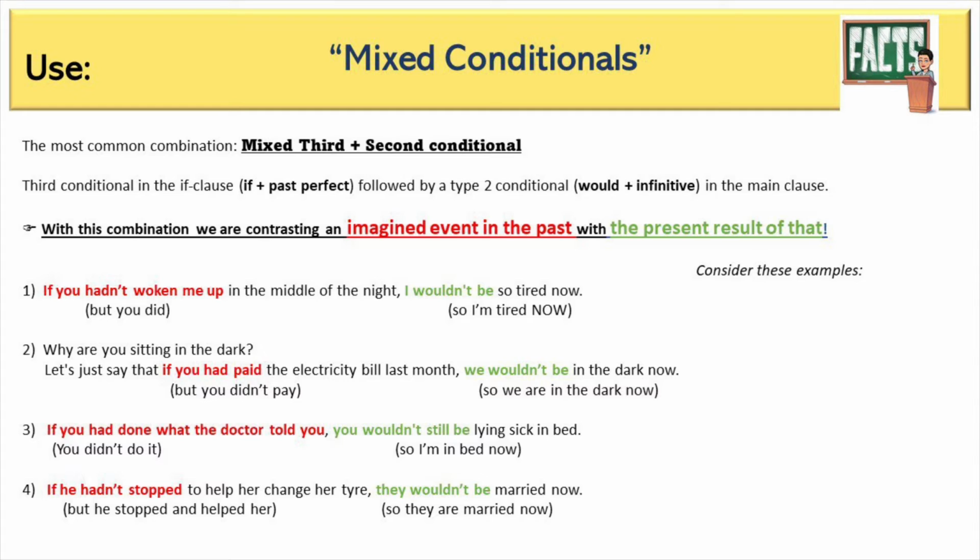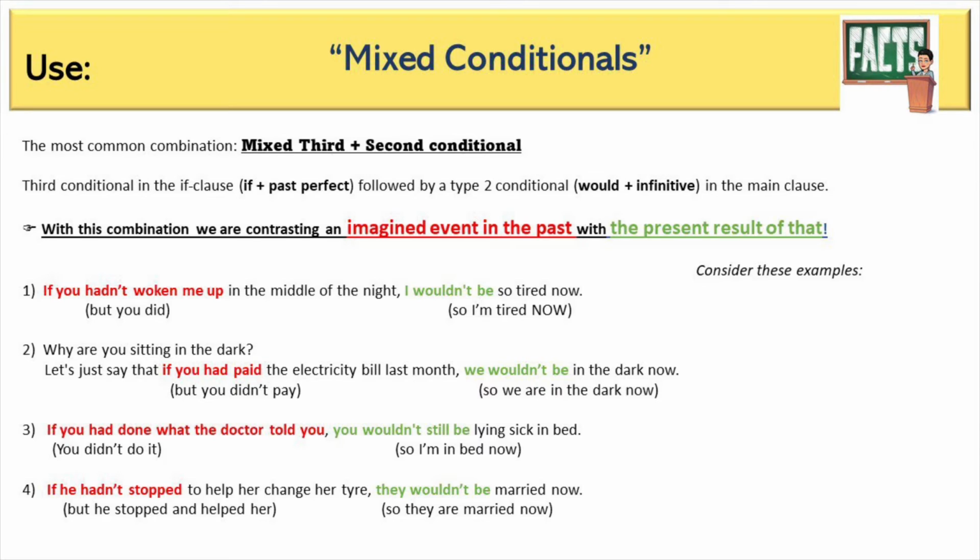As you can see, we have the past perfect in the if clause, but then we have would plus infinitive in the second clause. So we have the third one with the second one. The second example. Okay, so why are you sitting in the dark? Let's just say that if you had paid the electricity bill last night, we wouldn't be in the dark now. But you didn't pay the bill, so the result is we are in the dark now.